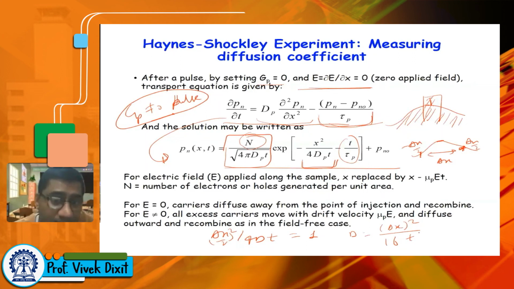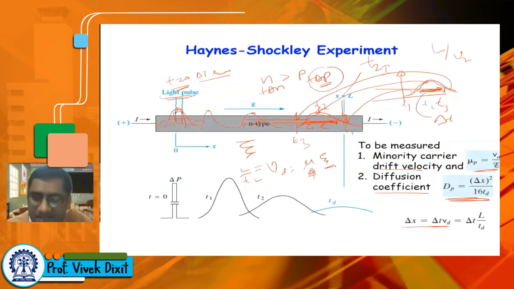Now if there is a field applied here, then this pulse will be moving, and your x will be replaced by x minus drift velocity times t, where drift velocity is mu times electric field. So your delta x is drift velocity times t, where t is measured at the peak, and this t is also td. So when you substitute it, you get the expression that we discussed in the beginning: your delta x square is 16 D td, and delta x is delta t times vd, right?